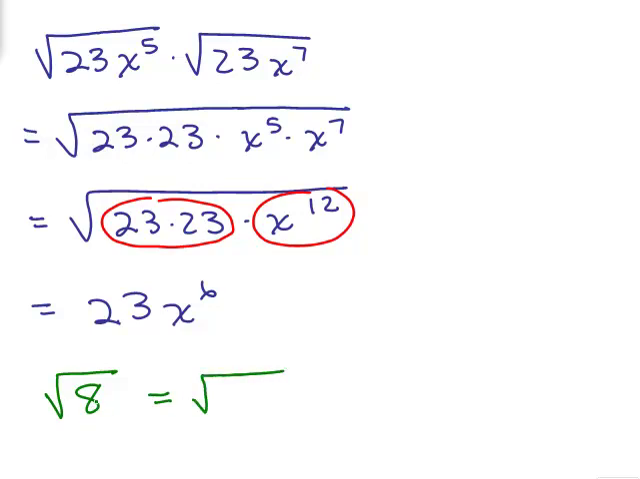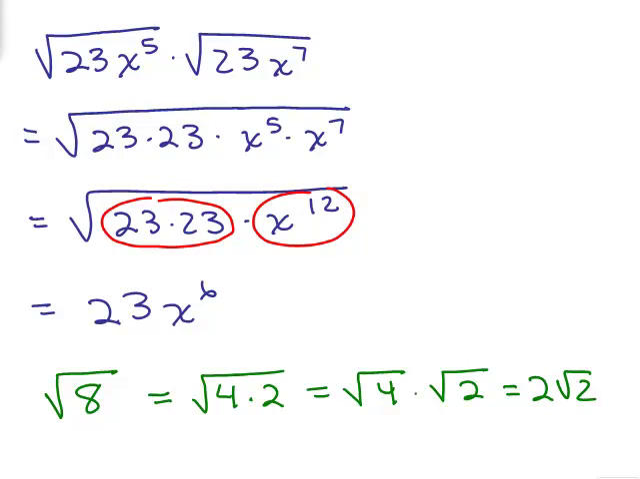So 8 could be written as 4 times 2. Notice how I've written it as a perfect square times something else, 4 times 2. And if I use my rule for multiplying going backwards, that must have been the square root of 4 times the square root of 2. Square root of 4 is just 2, isn't it? And voila. So that's a little preview.